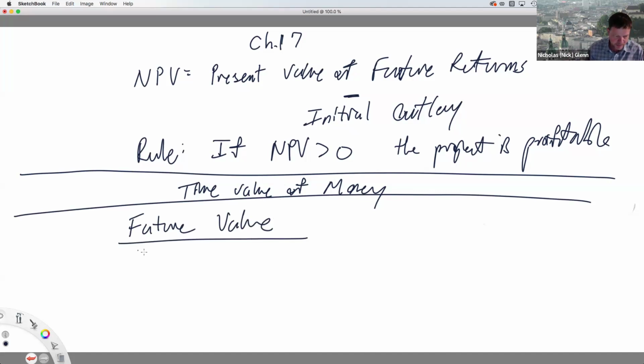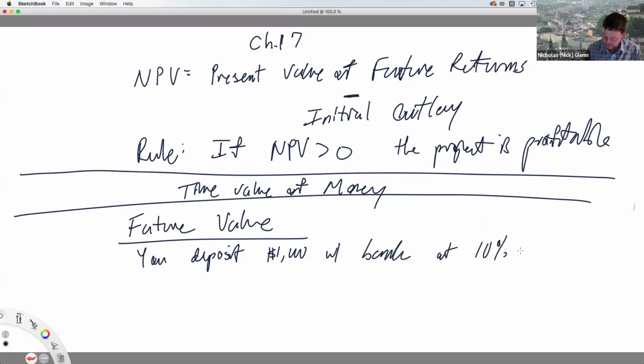Okay, let's look at an example. You deposit $1,000 with a bank at 10% interest per year. First of all, does that make sense? The time value of money, like why it makes sense that money in the present is worth more than in the future? I think if you just think about it, if you could get $1,000, you'd rather have it now than later. And that's because there are things that you could spend it on.